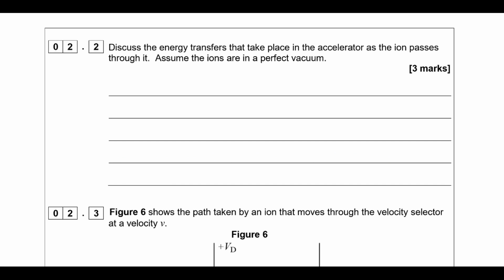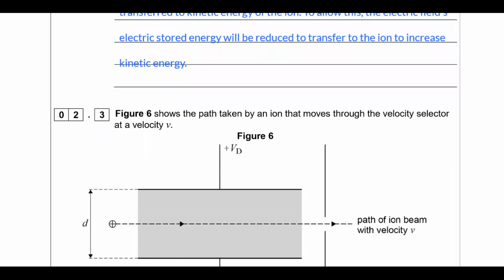Discuss the energy transfers that take place in the accelerator as the ion passes through it. Assume the ions are in a perfect vacuum. So if they're in a vacuum, there's not going to be any work done by any air resistance. But what we're going to do is transfer electric potential energy from the uniform field to kinetic energy of the ion. So we're going to decrease the electric potential energy of the electric field, and we're going to increase the kinetic energy of the ion. So let's get that down. All right, so that's what we've got there. So let's have a look at the next one.